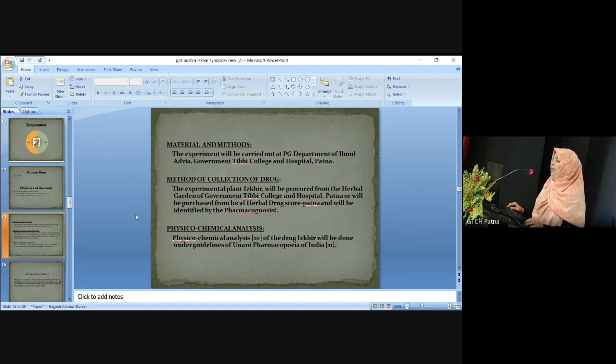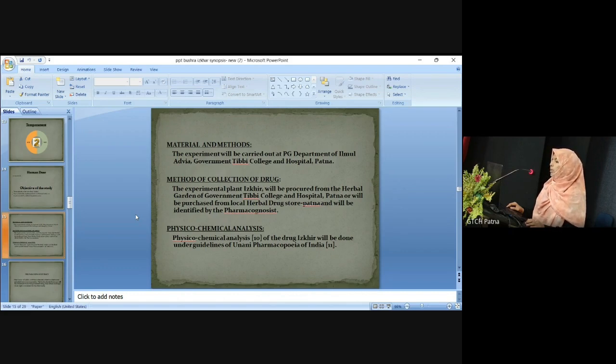Method of collecting the drug: we'll either procure this drug from the herbal garden of Government TB College and Hospital Patna, or if it is not available, then we'll purchase it from a local herbal drug store or any other store outside Patna. We'll then send this drug for identification by a pharmacognosist. When they identify the species of the lemongrass, I'll continue my study with that species.